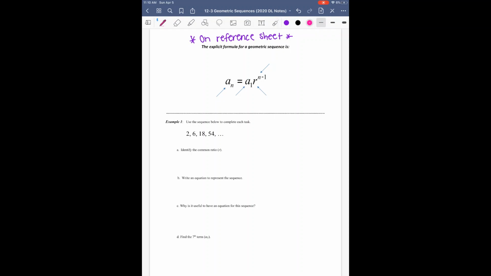So let's start with a sub 1. A sub 1 is our first term in the sequence. R is what our common ratio is, what we are multiplying each term by to get to the next term. So our common ratio, or our multiplier, and n is the number of terms. A sub n is going to be your total value.